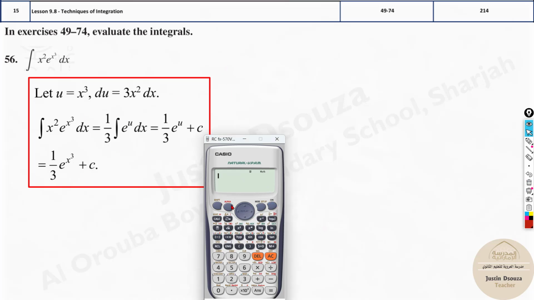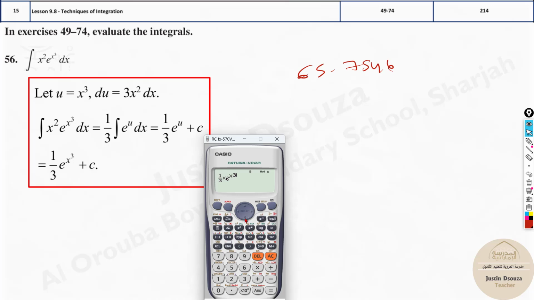All you need to do is type it out, x squared multiplied by e, that is shift and ln to the power x cubed. Now what next? Now calculate it at 1.5 and write the answer somewhere over here, 65.7546. And now what you do is put this as it is, 1 by 3 e to the power, that is shift and over here e to the power x cubed. And okay, now this doesn't help. I need to do it at dy by dx.